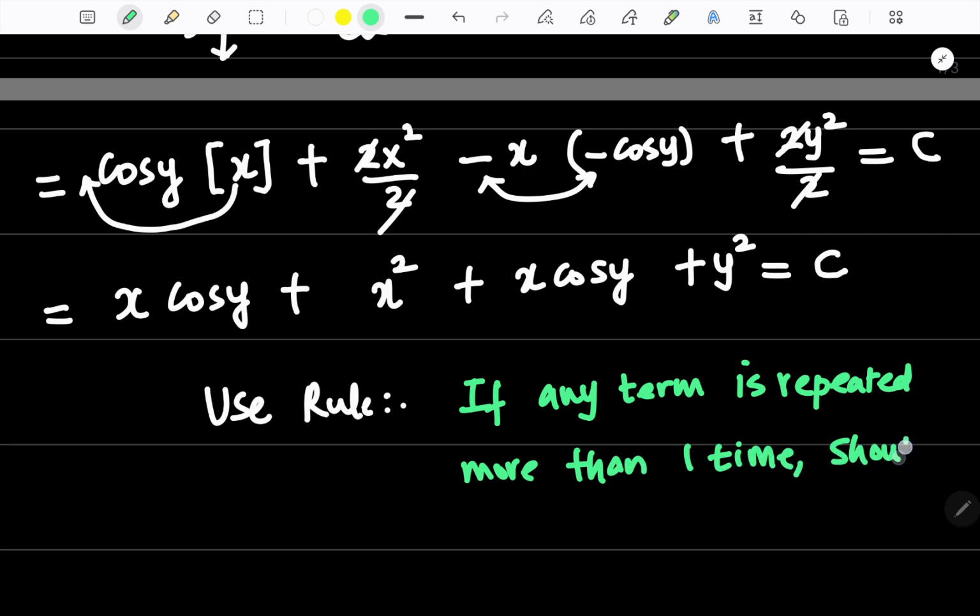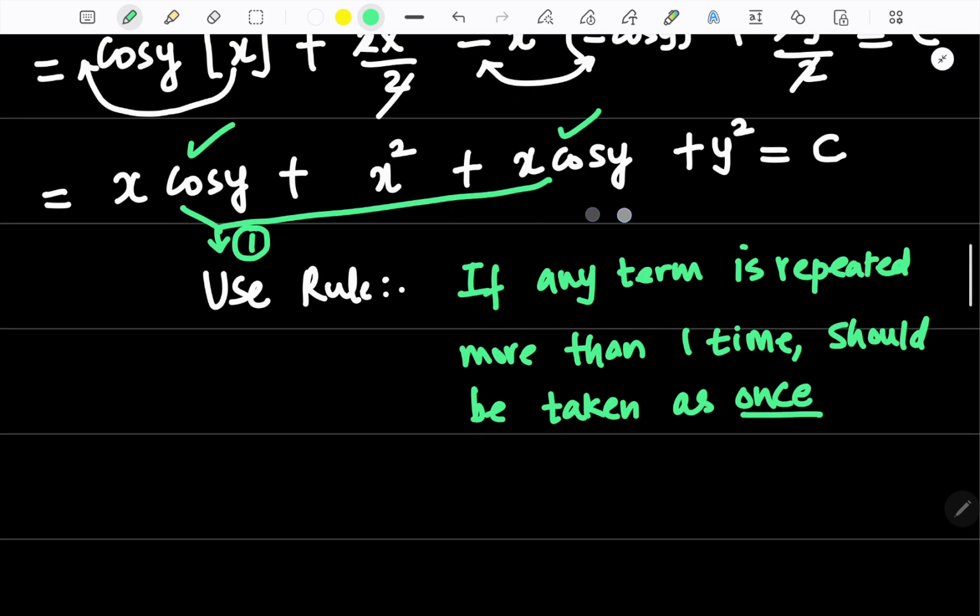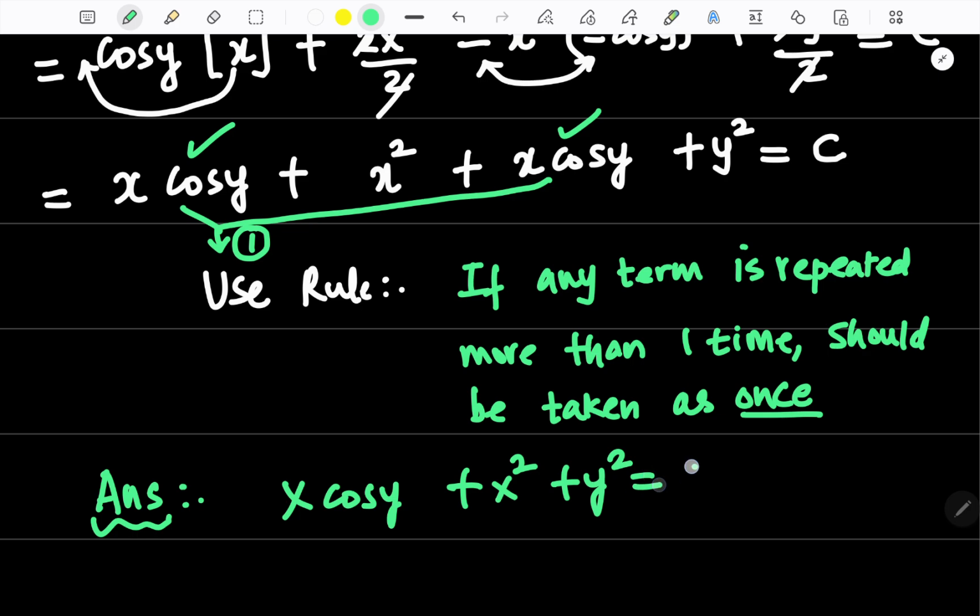should be taken as once. What do you mean by once? One time. So, if any term is repeated more than one time, should be taken as 1. X cosine y is repeated 2 times. So, you are going to take it as 1 time. X square repeated? No. Y square repeated? No. So, what is your final answer? Your final answer is x cosine y plus x square plus y square is equal to integrating constant c.